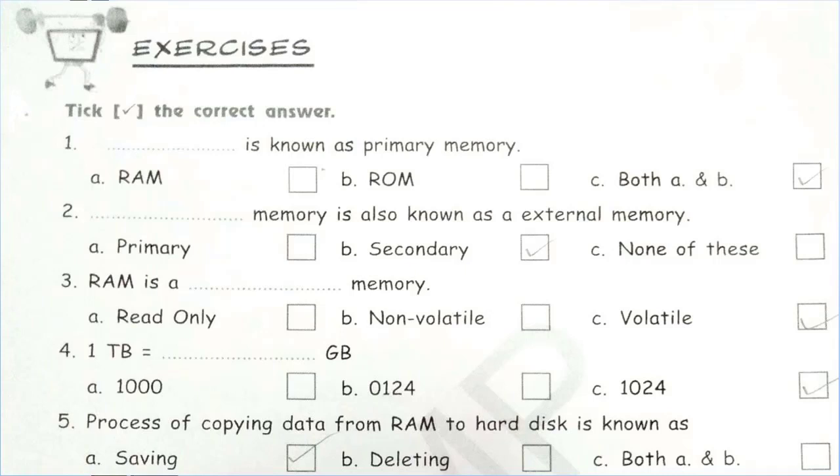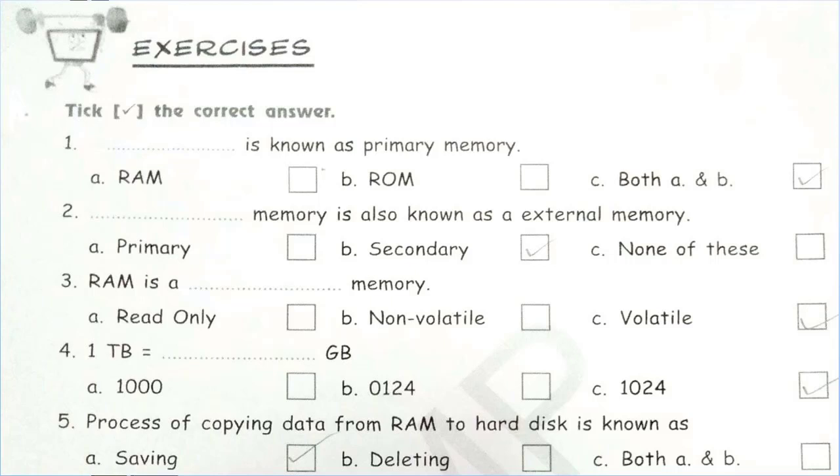The first question is, take the correct option. First, dash is known as primary memory. A. RAM, B. ROM and C. both A and B. Okay, so we will go for C. As we all know, RAM and ROM both are primary memory. Second is, dash memory is also known as external memory. So, external memory is secondary memory. So, we will take the option B.